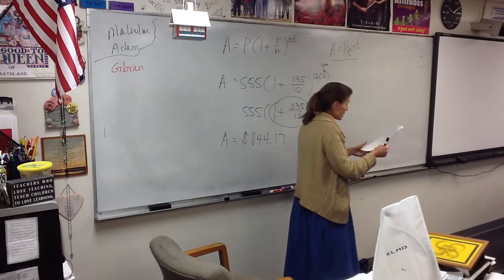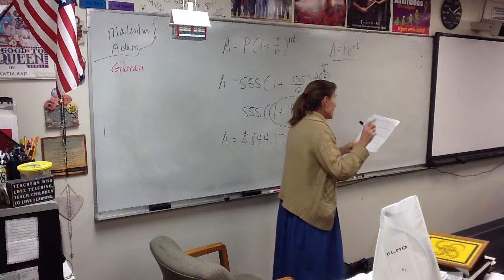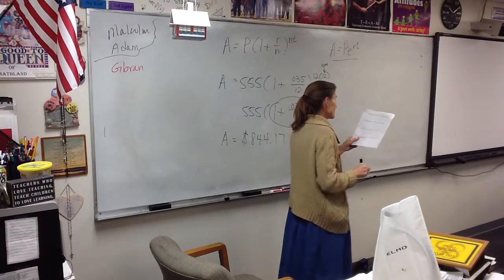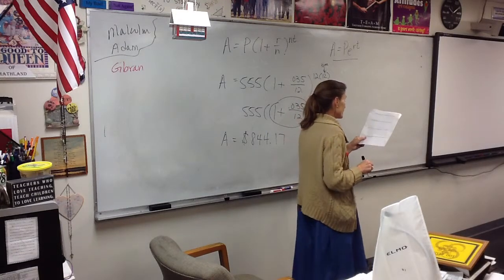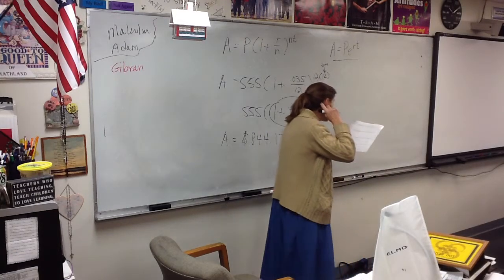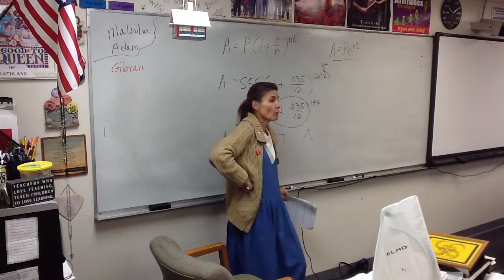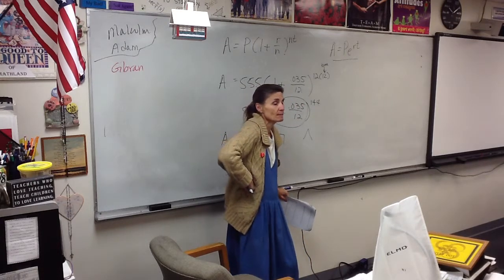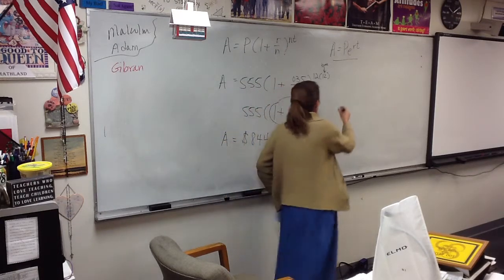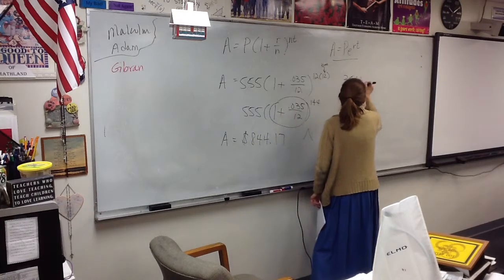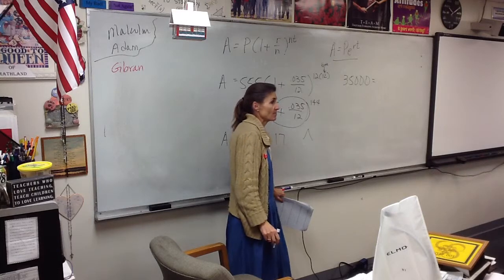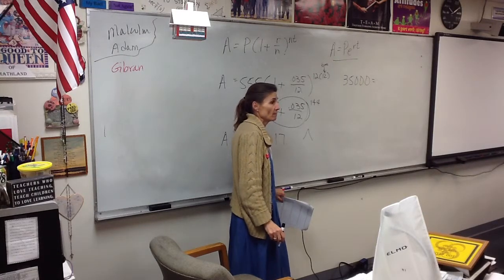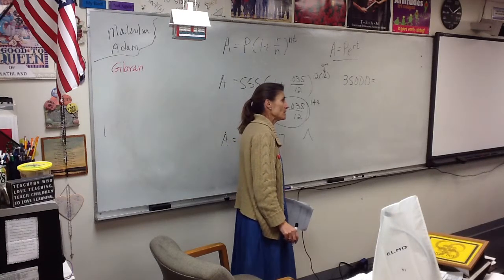All right, so here we go. I'm on problem number 4. How much do I need to deposit in an account paying 4% compounded continuously if I want to have $35,000 in 10 years? Where do I put the $35,000? A. That's what I want to end up with. So the $35,000 goes in for A. That's what I want to end up with. What do I put in for P?